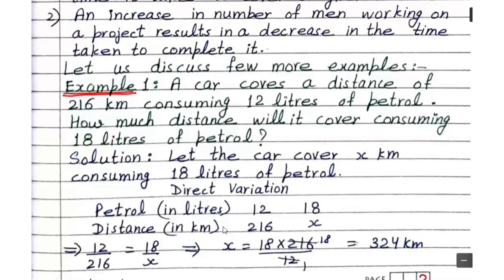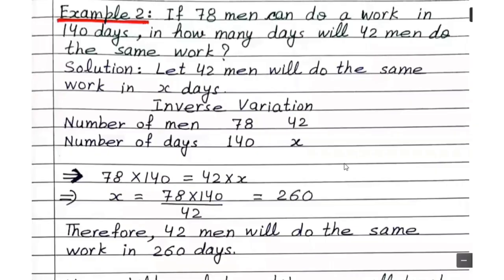Children, after reading the question, we have to check whether the question is based on direct variation or inverse variation. If it is direct variation, then we can solve by the ratio method that we have done right now. I hope you have understood this. Now let us discuss example number 2.